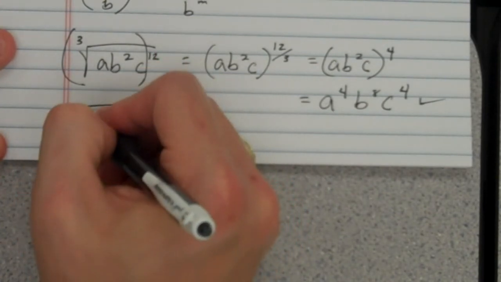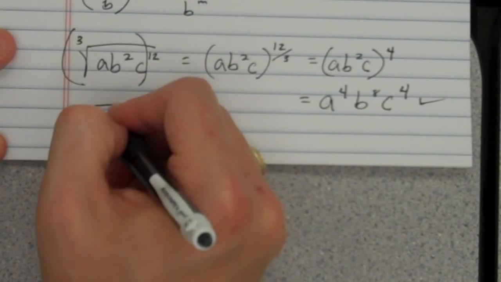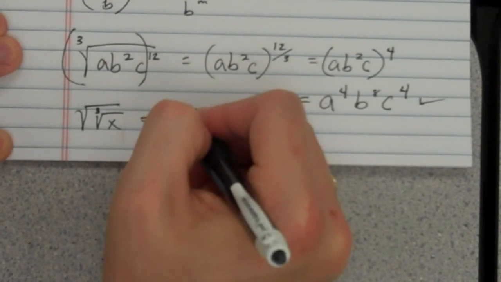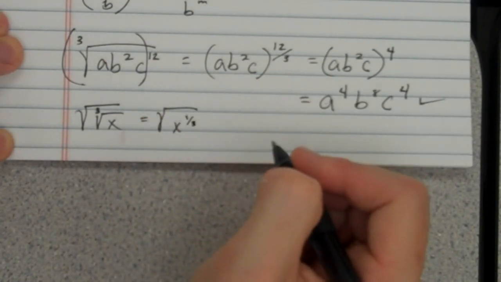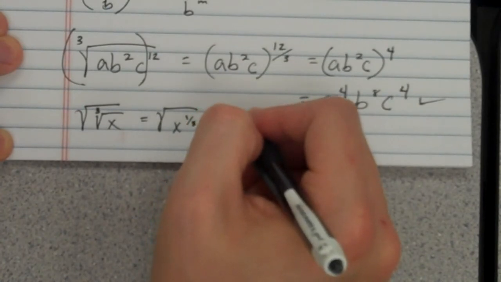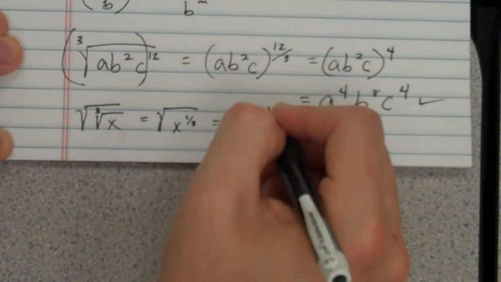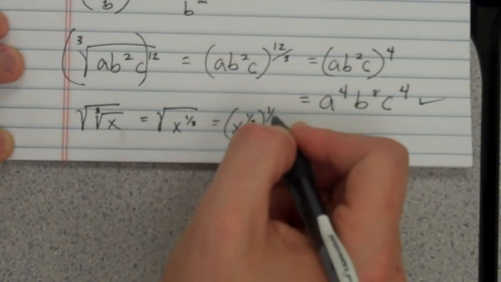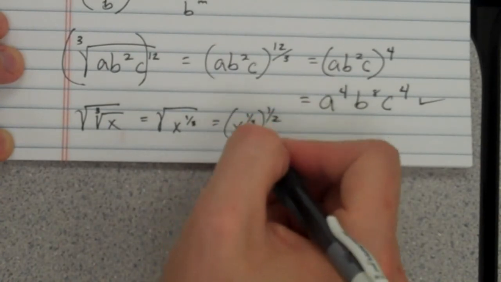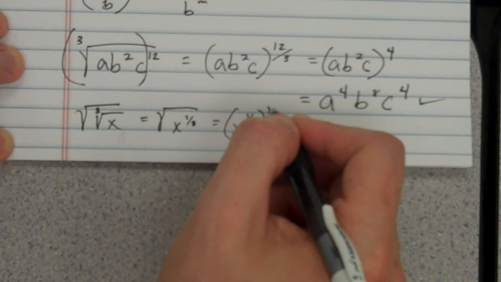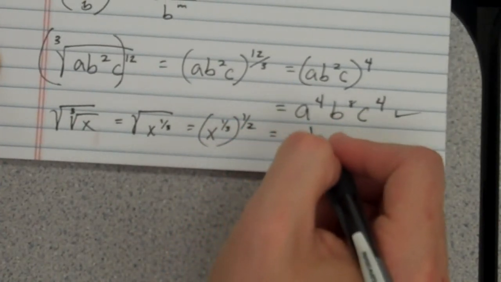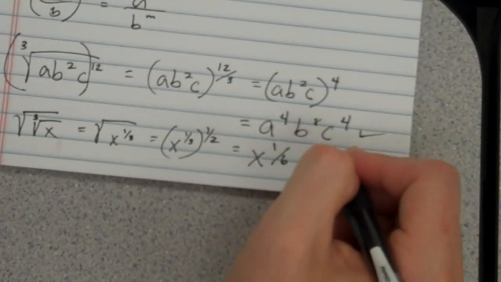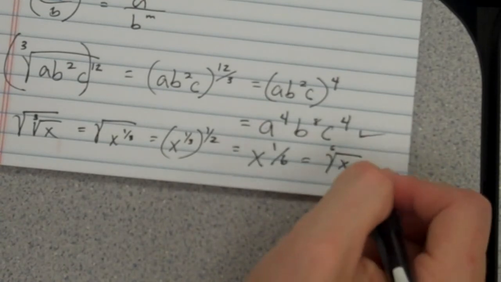The square root of the cube root of x. Okay, well, that's the same as the square root of x to the 1/3, right? Okay, well, that's the same as x to the 1/3 to the 1/2, right? What do we do to these? Remember, we multiply them. If there's a parenthesis just between them, that's all that's between them, we just multiply. So what's 1 times 1? 1. 3 times 2, 6. So it's x to the 1/6, which we can also write just like that. Okay?